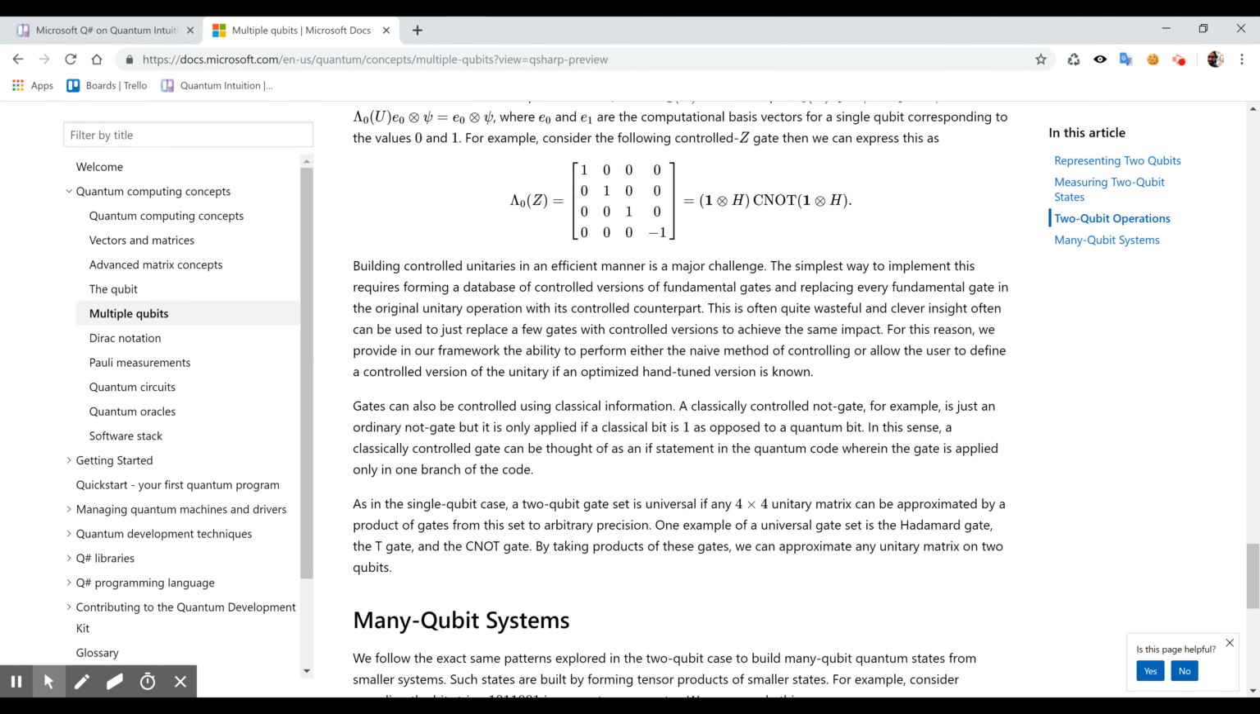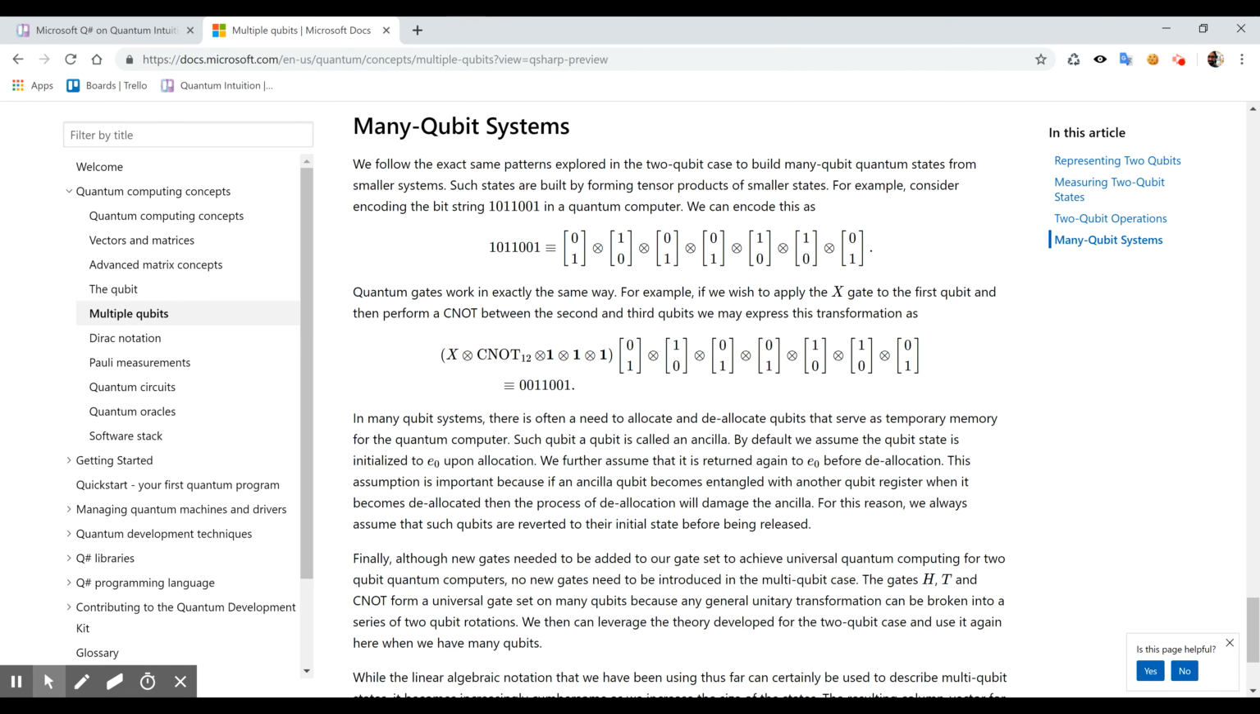Good. Many qubit systems. Yeah, so as you can imagine, following the same pattern just scales for more qubits, right? So consider encoding a bit string like this. In a quantum computer, we can encode this like this. Quantum gates work in exactly the same way. If we wish to apply the X gate to the first qubit and then perform a CNOT between the second and the third qubits, we may express this transformation like that.